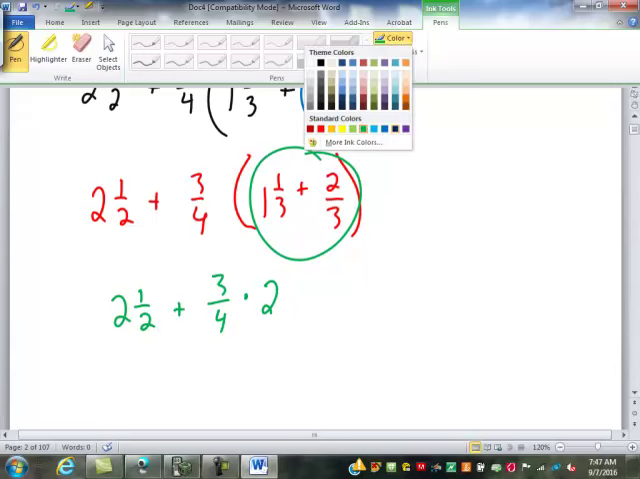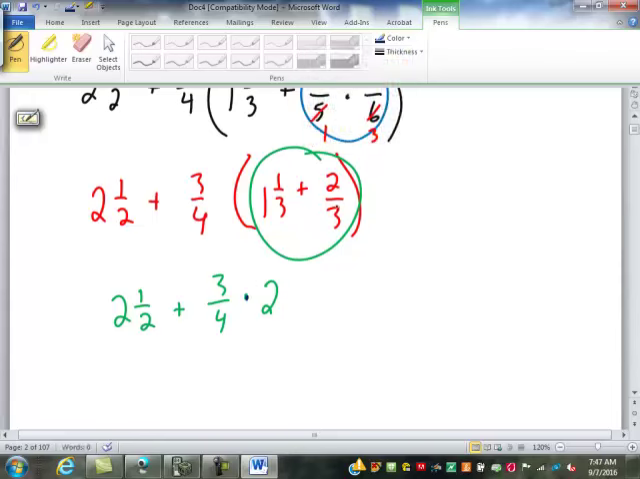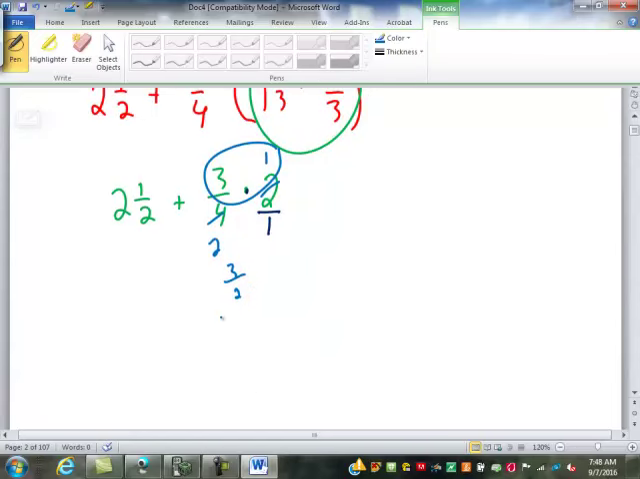So the parentheses are gone. I have to put in my multiplication there. What's my next step? 3/4 times 2, right? I make this a fraction by putting it 2 over 1. And then 4 and 2 cross cancel to give me 1 and 2. 3 times 1 is 3. 2 times 1 is 2. So that's 3 over 2, or 1 and 1/2.